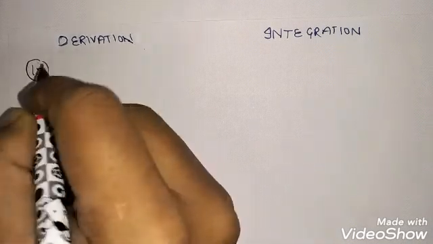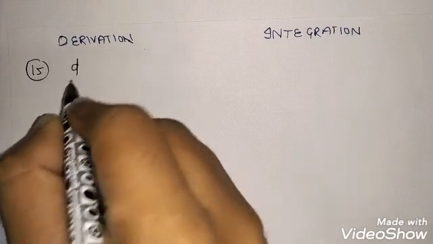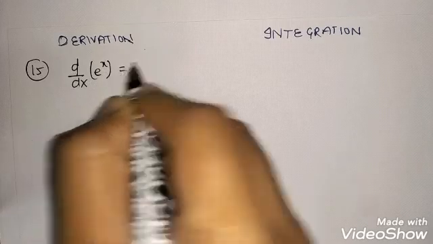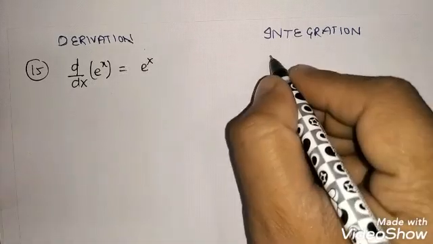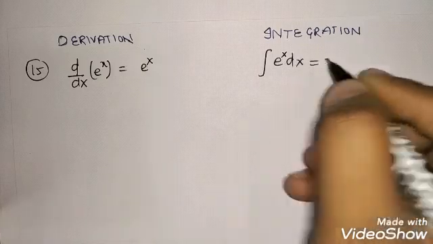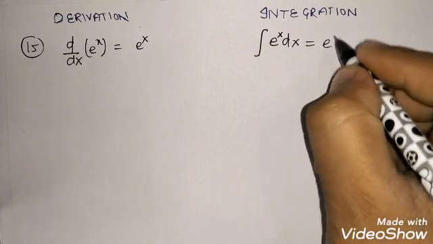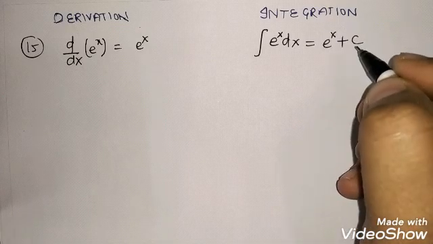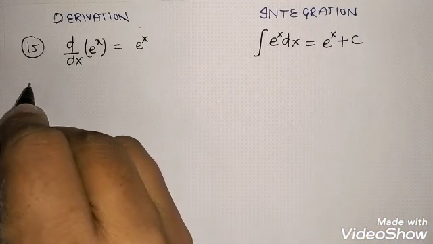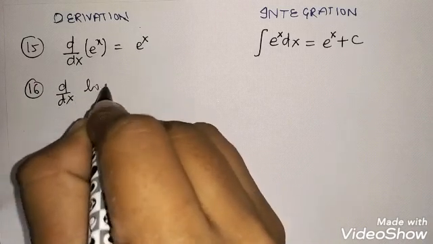The 15th formula: the derivative of e to the power x is equal to e to the power x. Simply we can say the integration of e to the power x dx is again equal to e to the power x plus c, where c is the integration constant. Moving towards the 16th formula, what the 16th formula says is the derivative of log x.